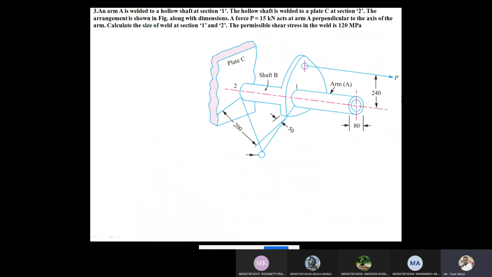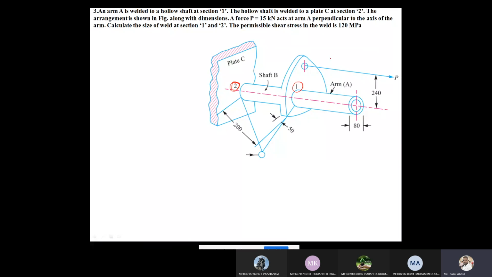So an arm is there, and it is welded to the hollow shaft at section 1. Here on this shaft we can find the two sections, at 1 and at 2, where it is welded. It means on a hollow shaft one arm is welded at one section, and this hollow shaft is welded on the vertical plate at section 2. The arrangement is shown in the figure.